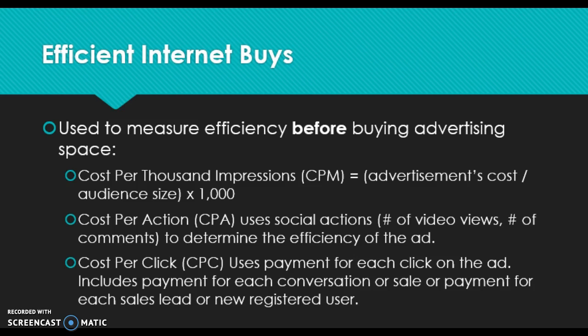Cost per action is our next one, or CPA. It includes social actions such as number of comments to a blog, number of users who viewed a video, number of site registrations, number of fans, or number of posts to a profile.